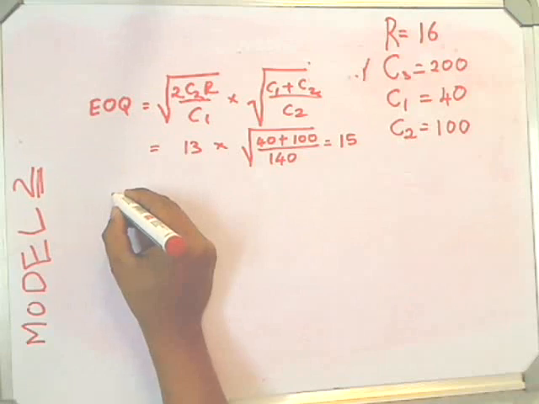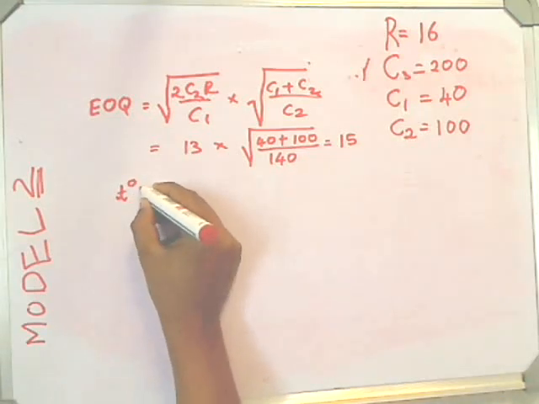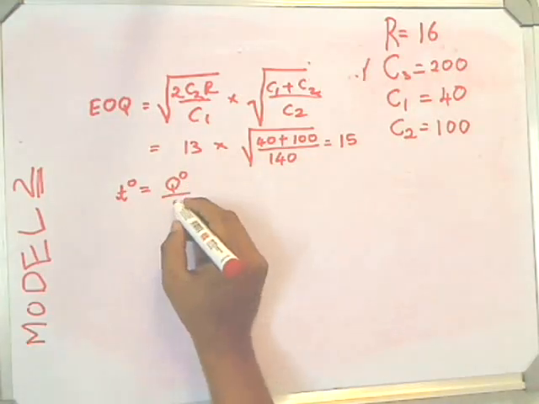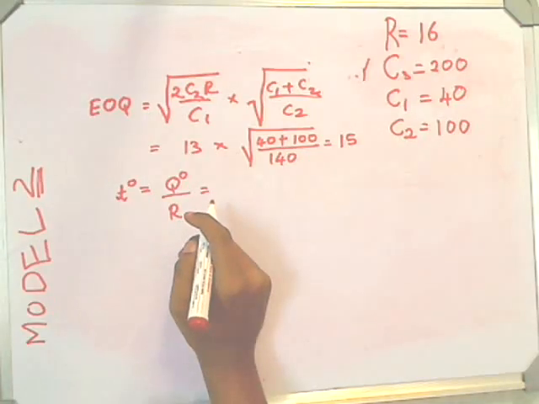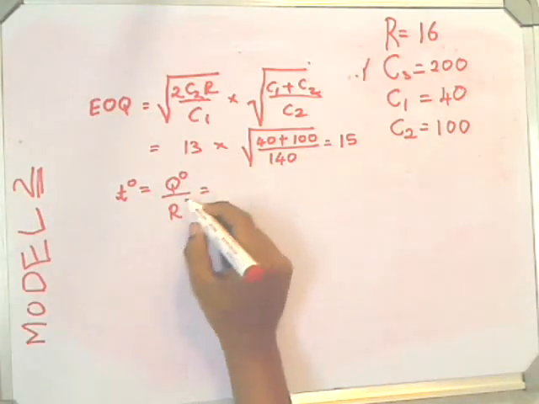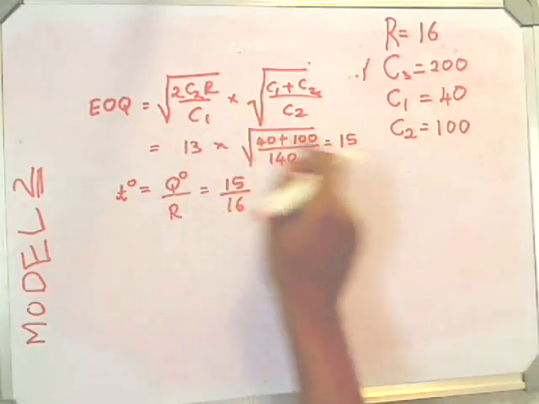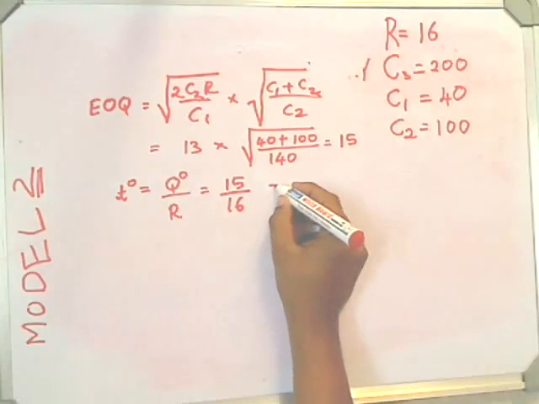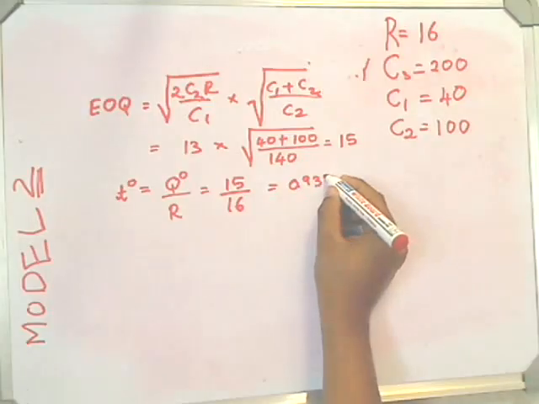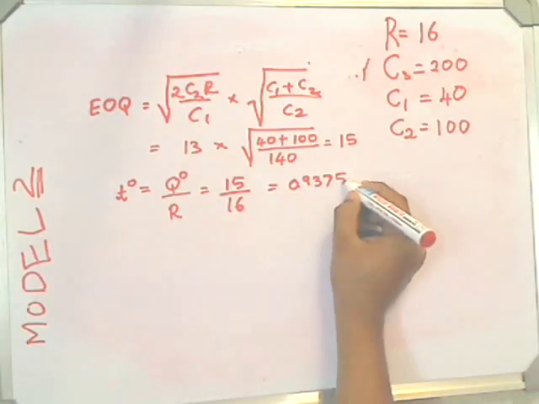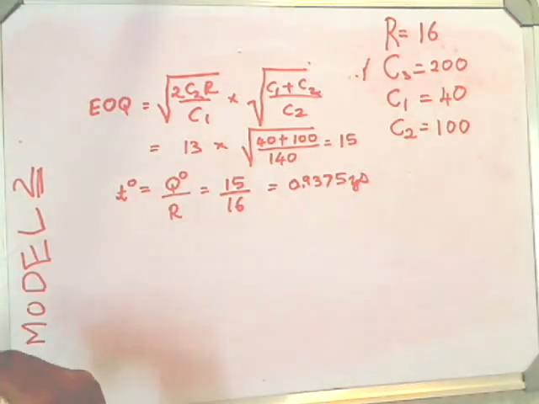Now, the reorder time here would be T naught, which would be equal to Q naught divided by R. T naught equals Q naught divided by R. Now 15 divided by 16. Q naught would be the one that I'm getting in this answer. Now this would give me 0.9375 years, sorry. 0.9375 years. This is what I should be able to get.